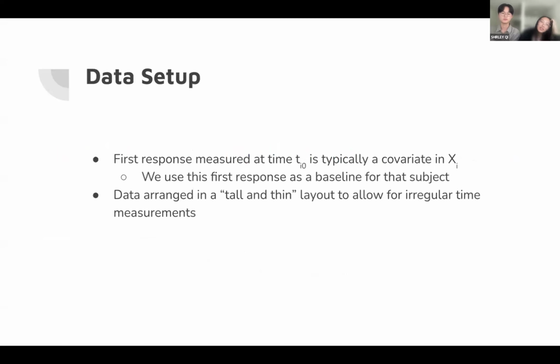And then for the data setup, the first response measured at time t_i0 is typically a covariate in x_i, and we use this first response as a baseline for that subject. And the rest of the data is arranged in a tall and thin layout to allow for irregular time measurements. So if someone came only on weeks 2, 4, and 8, but not 16, they can still be part of the data set.